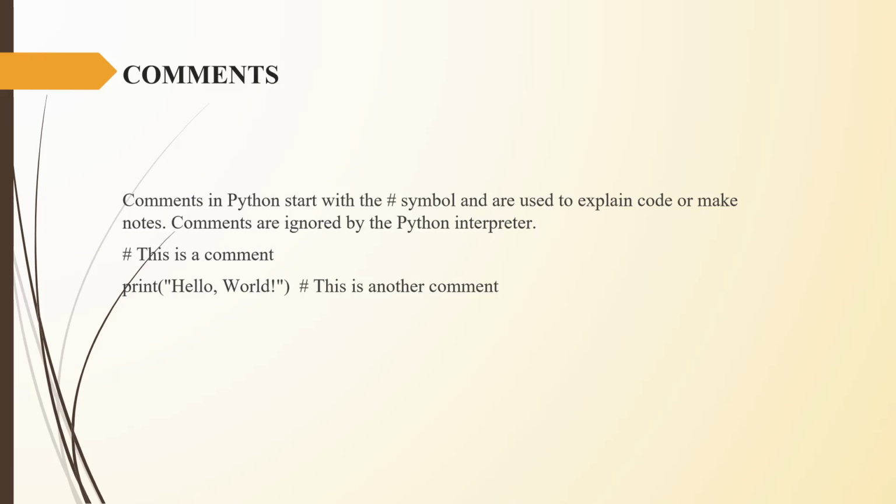Explanation: in this example, "this is a single line comment" is a comment. It explains the next line of code. Print hello world is the code that will execute. This other comment explains or provides context for the print statement.